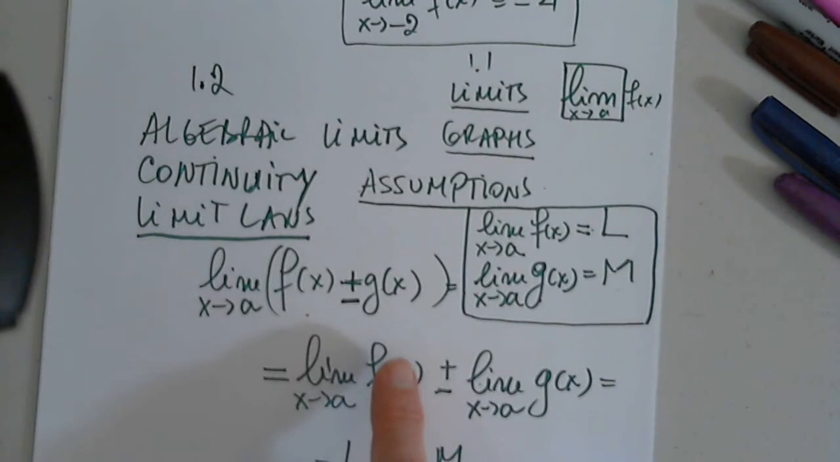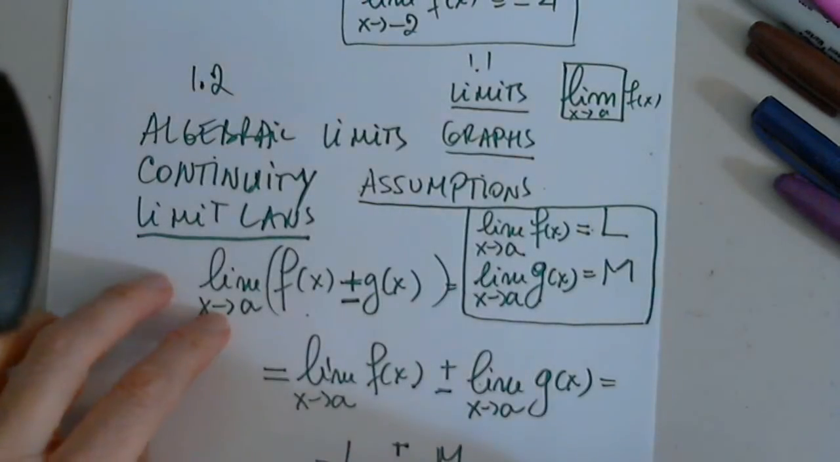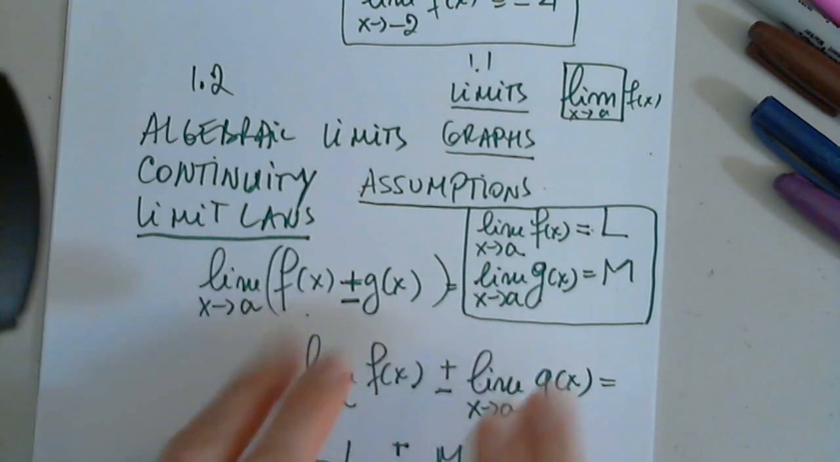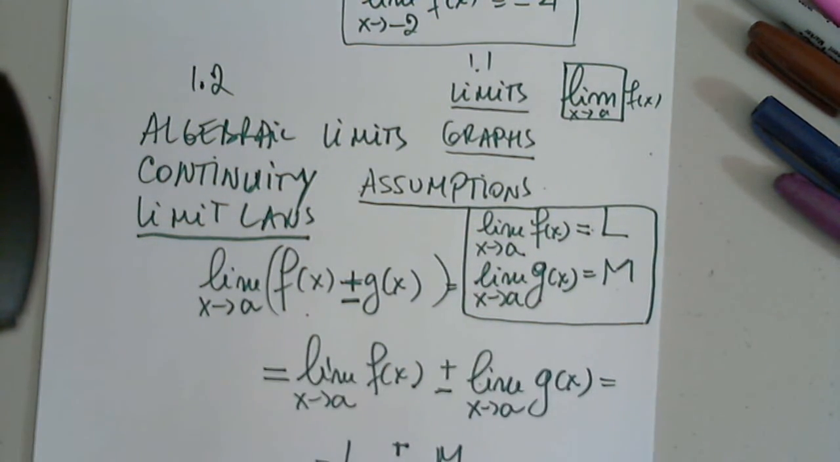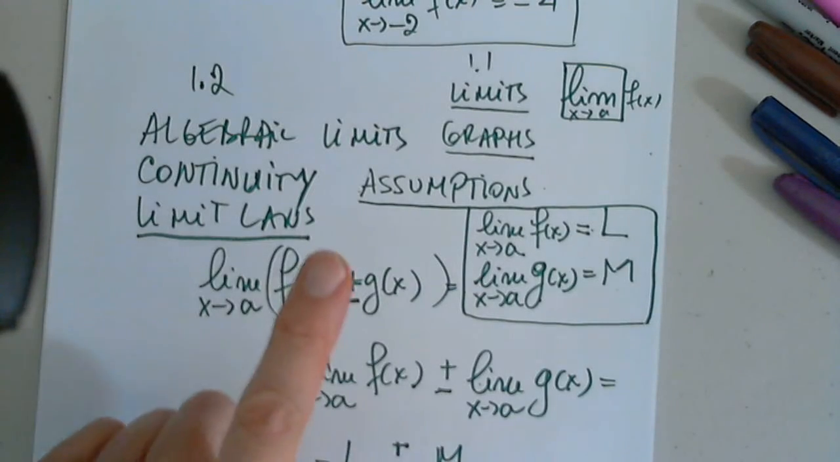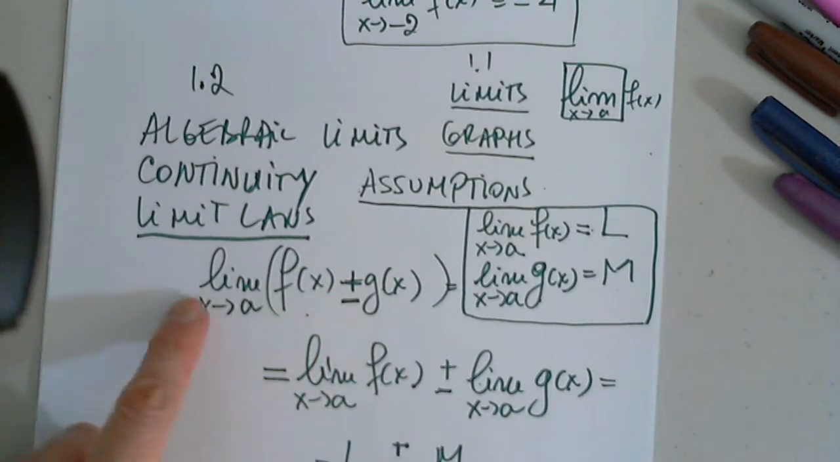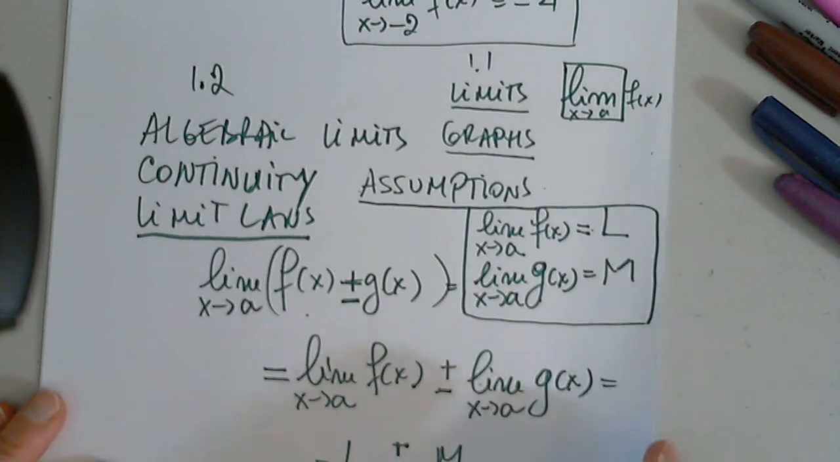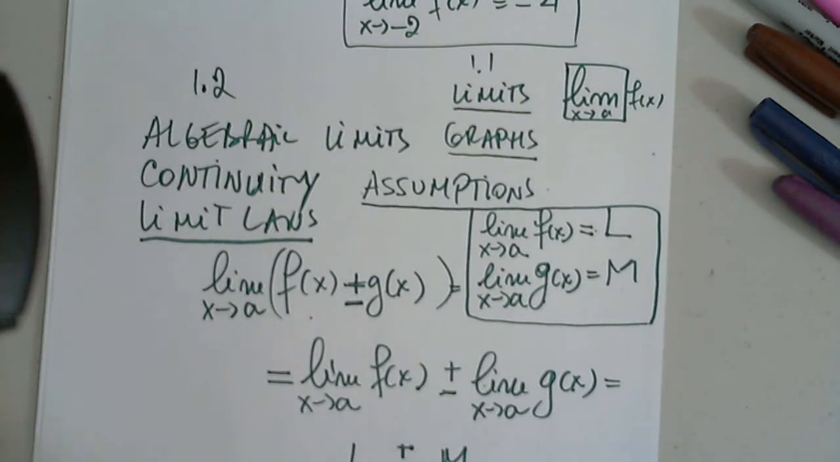So what does this say? It says that the limit of a sum is the sum of the limits, if they exist. If one is 4 and the other one is infinity, I cannot use the law. So the limit of a sum is the sum of the limits. The limit of a difference of two functions is the difference of the limits of those functions. So that's property number 1.